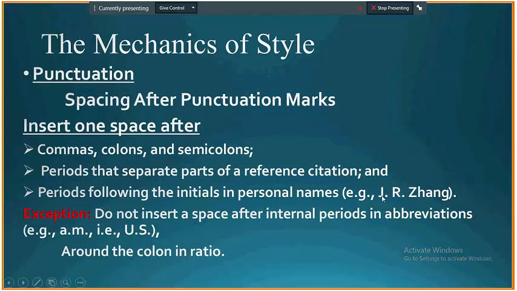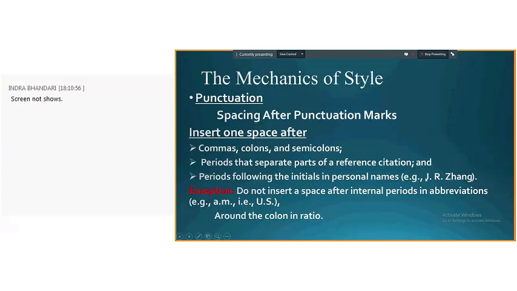For example, J.R. Ghang, or similarly, R.P. Pandey, we may also write here. But one exception case I mentioned here.